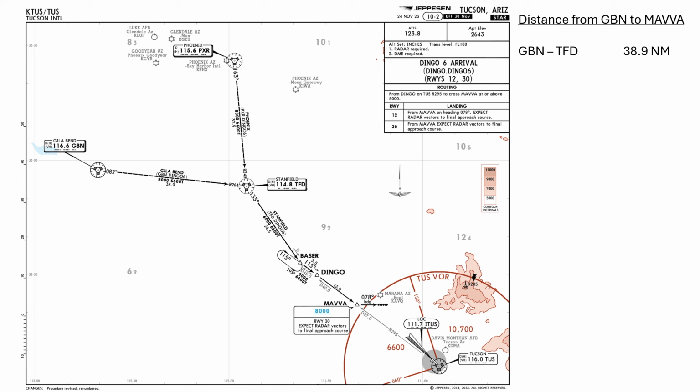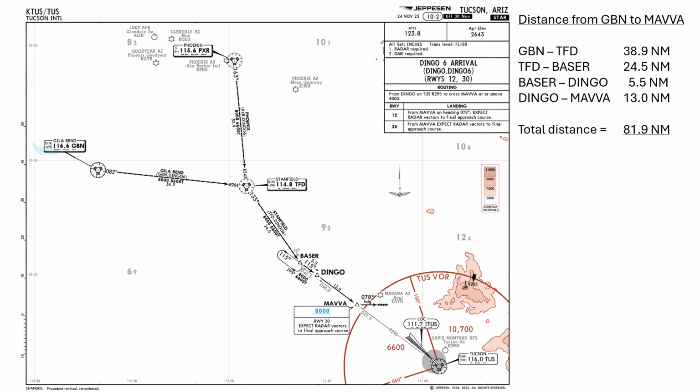If you look from Gila Bend to Stanfield, we have 38.9 nautical miles. Then we continue on a 133 track toward Bazer for another 24.5 nautical miles. After that, we turn left, heading 115 to Dingo, 5.5 nautical miles. And finally, we have the last segment from Dingo to Mava, where we will be flying 13 nautical miles. So the total distance from Gila Bend to the initial approach fix Mava is around 82 nautical miles, so we can round it to 82 nautical miles.